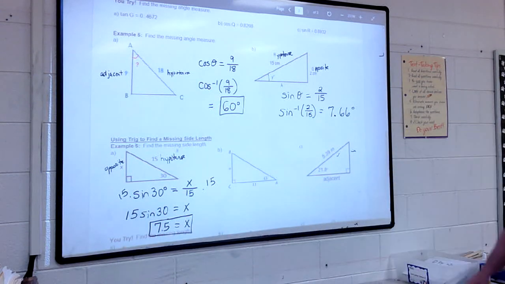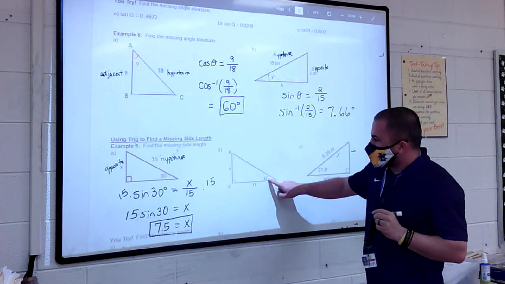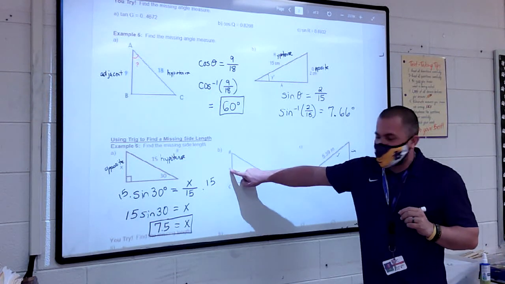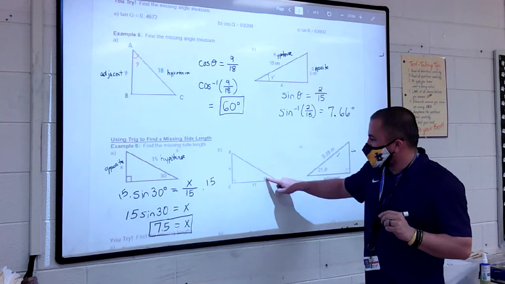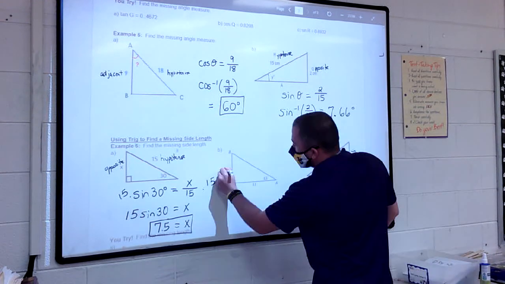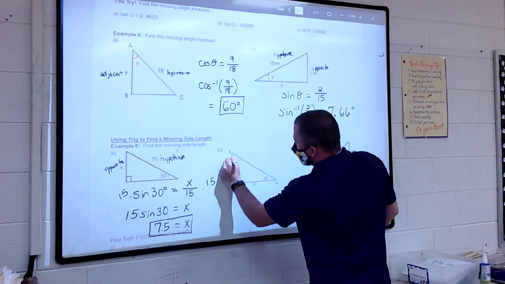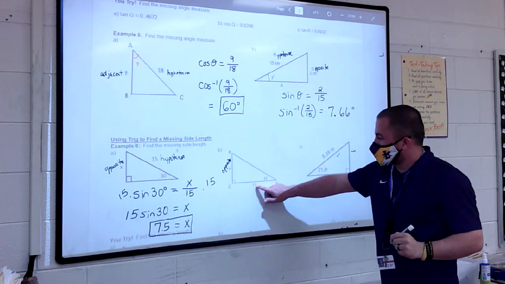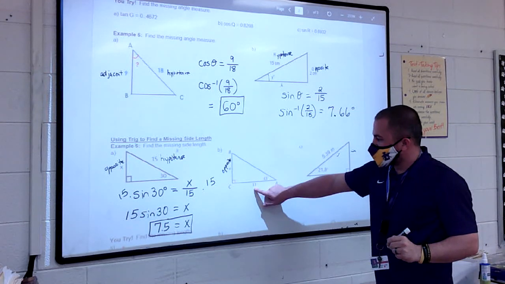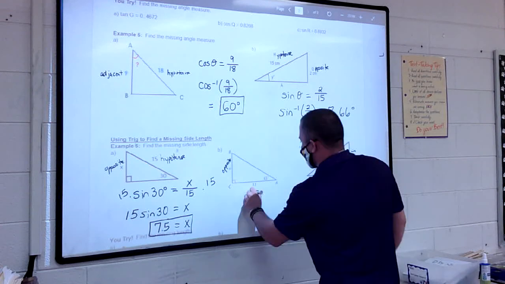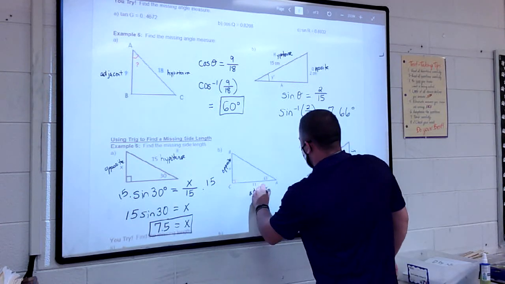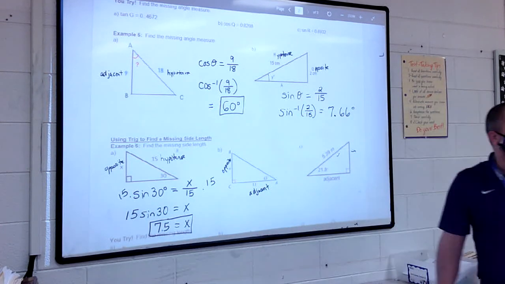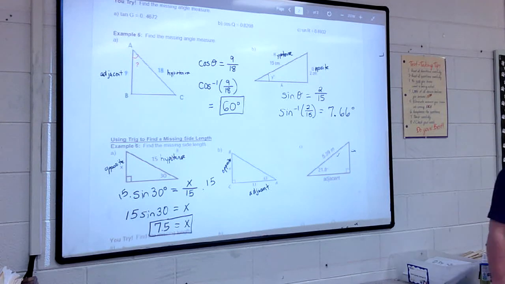Okay? B. We have 43 degrees. This is A. Okay, this is the letter A. That is the opposite. And 11 is the what? Adjacent. It's not the hypotenuse. That would be the hypotenuse. So it's the adjacent. So opposite and adjacent means I'm using tangent. Right? Tangent is so cuts over. You have to remember which one. So that means I'm using tangent.